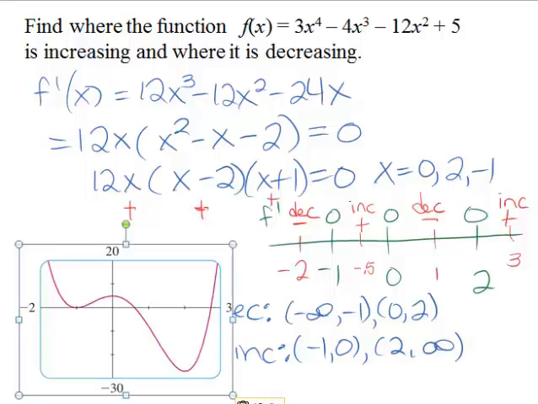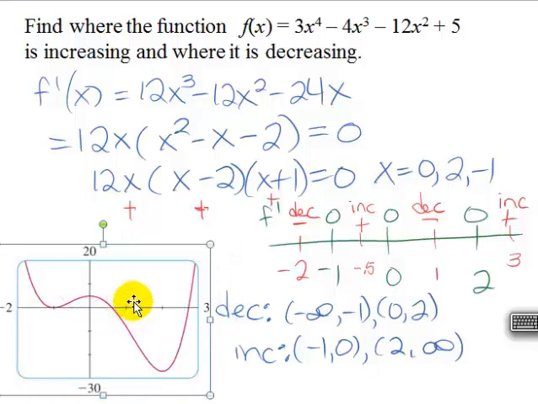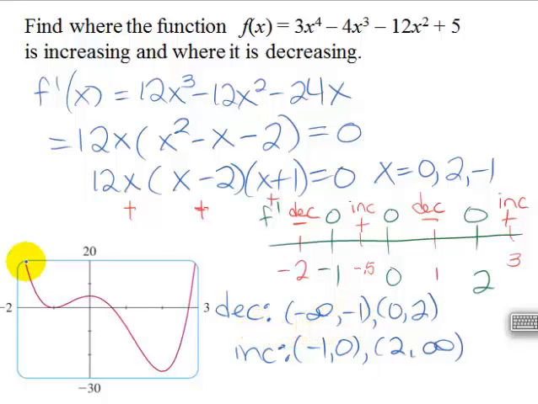Here's the graph. Kind of went over the top here a little bit. We'll move it over a little. And we see that we said that it was decreasing from negative infinity to negative 1. There we go, right to this point right here. We said it was decreasing from 0 to 2. Here's 0. And 1, 2. Here's 2. So here's our decreasing segments.